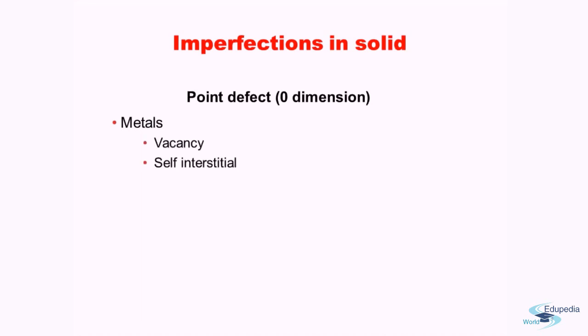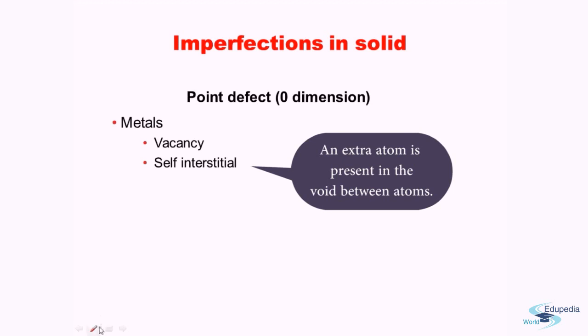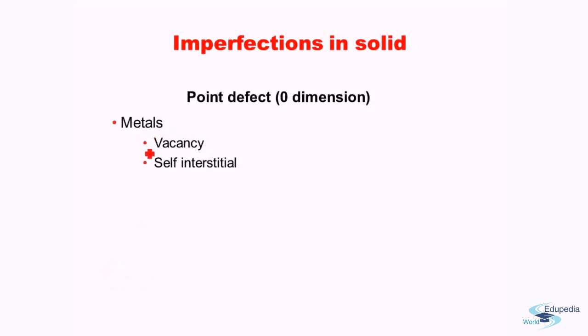In metals, we can have either vacancies or self-interstitials. We'll see in detail each individual type of defect in the coming lectures, but just to give you a brief glimpse, vacancy means an atom is absent where there should be an atom, whereas self-interstitial means an extra atom is present in the void between atoms. So this is effectively fewer atoms than there should be. This is effectively more atoms than there should be.